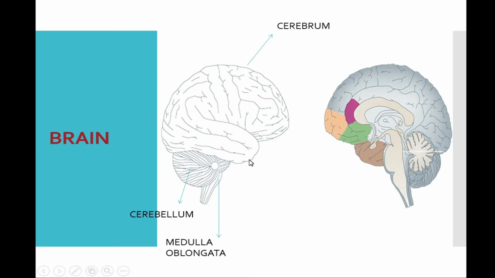And it does not have many convolutions, but it has many furrows, some deep line-like structures. And it is also helping in muscular coordination and balance of the body. So, do you know, children, what happens when someone drinks a lot of alcohol and they are affected by that alcohol? They're not able to maintain their balance.